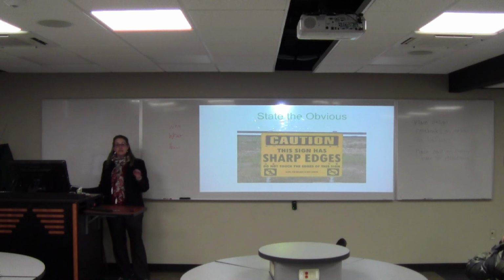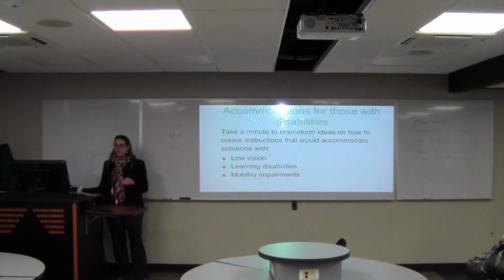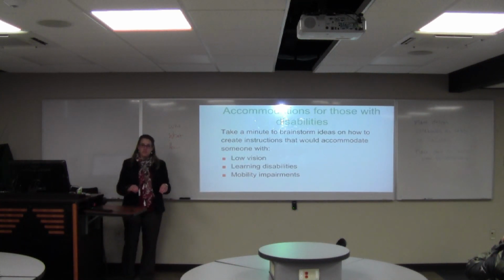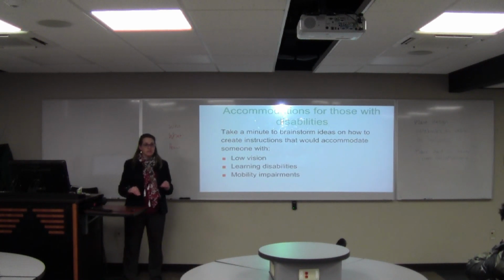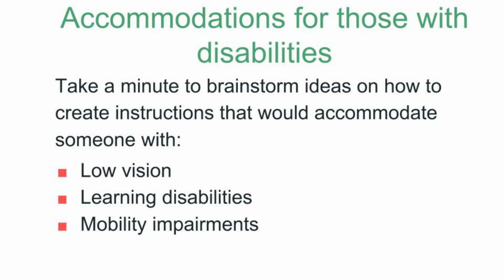Then finally, since a lot of the projects that we're doing are for people with disabilities, I want to just briefly talk about how we might accommodate those types of disabilities. So take 2 minutes in your groups and brainstorm ways that you could come up with to help accommodate someone with low vision, a learning disability, or a mobility impairment. 2 minutes. What are ways that we can make our instructions better for people with these disabilities?